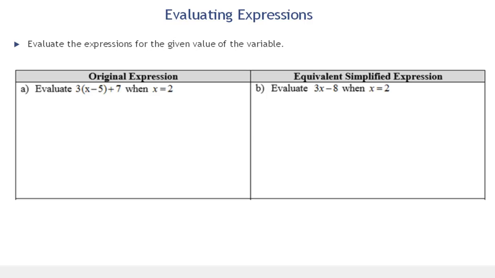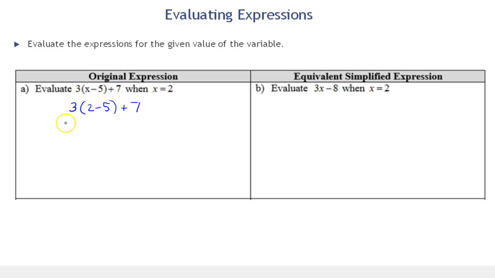So let's look at our first example. We were given this original expression, we simplified it, and this was our result. So this is the most simple version of this expression. And now we're going to practice evaluating this. So basically I'm going to start by writing the entire expression, but replace x with 2. So we have 3 times (2 minus 5) plus 7.